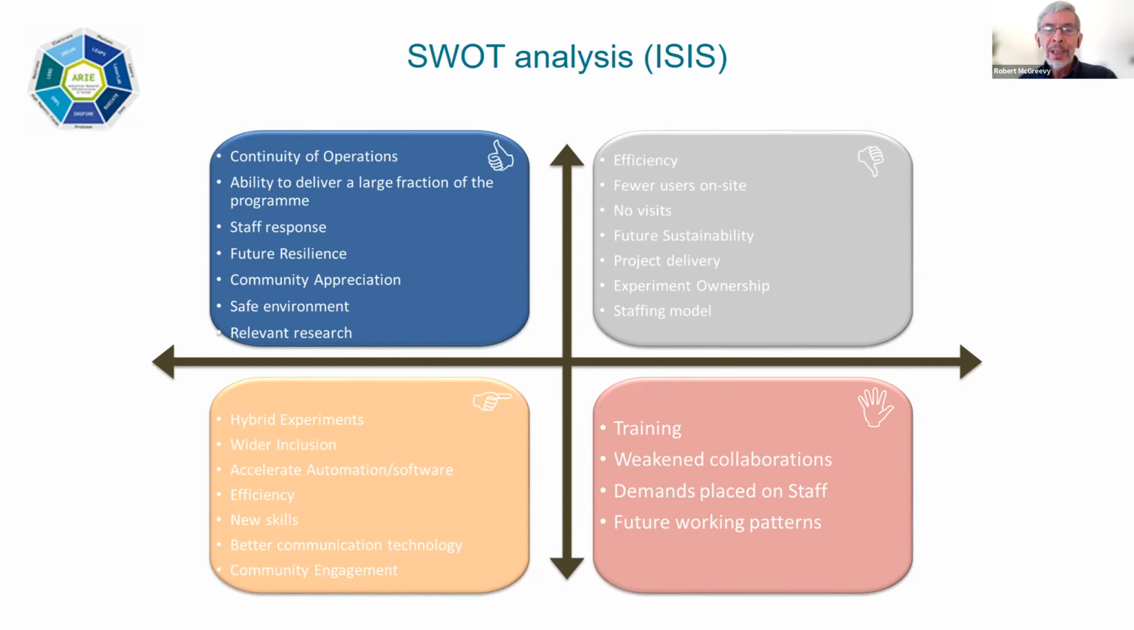The opportunity is hybrid experiments. That is where we have partial remote access, partial people coming on site. We think that will become a lot more common, and that enables you to have a wider inclusion, and we're discussing that this afternoon. Automation software has developed much more quickly. That enables some things to be more efficient, and people have developed new skills, better communication technology, and different ways of communicating with the community. But the things we really worry about are training, that being much more limited, no hands-on training, weakened collaborations, and I mentioned already staff overload and how that affects future working patterns.